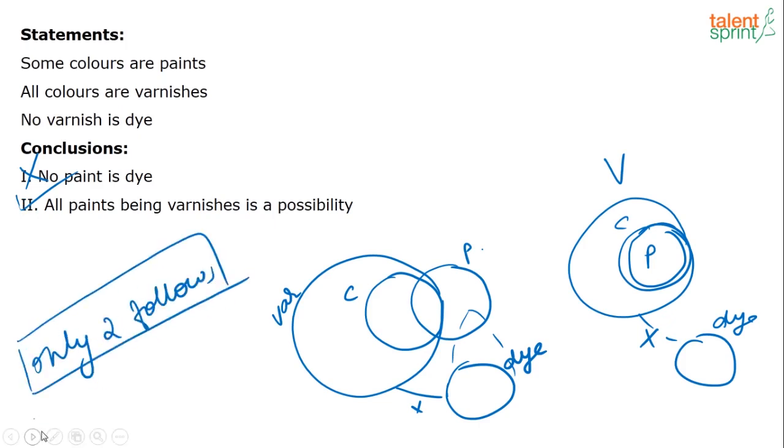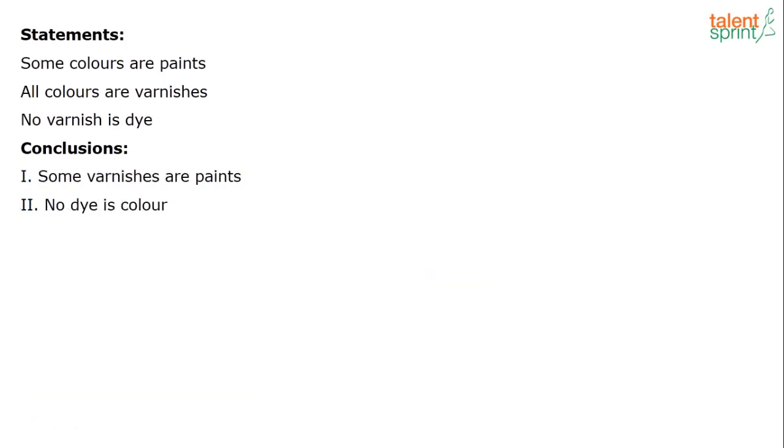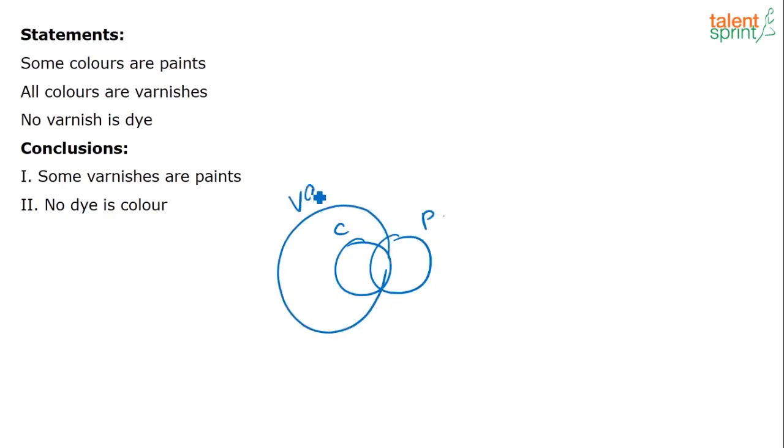Yeah. Now let's look at the next question. Again, the same question with different conclusions. So just redrawing what is given. Some colors are paints. All colors are varnishes. Varnishes and dye are disjoint. Some varnishes are paints. Some varnishes are definitely paints, right? See, there is an intersection between varnishes and paints, so that is true.